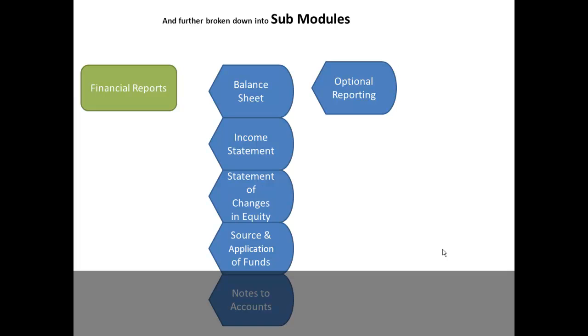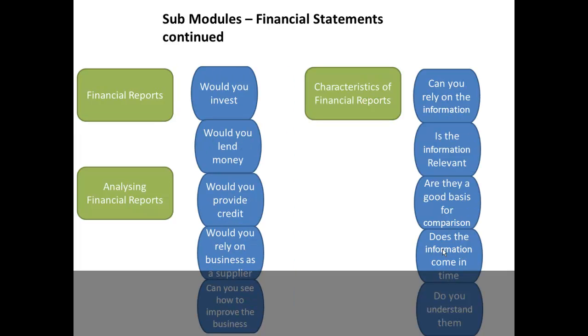We would also see that each of the modules would be broken down into sub-modules. So we click there on financial reports, and we move into the balance sheet, income statement. Then financial reports are broken down again even further into how you might use those financial reports. Would you invest in a business? Would you lend them money? And also some of the characteristics of financial reporting. Can the information be relied upon? Is the information relevant? Is it good basic material?